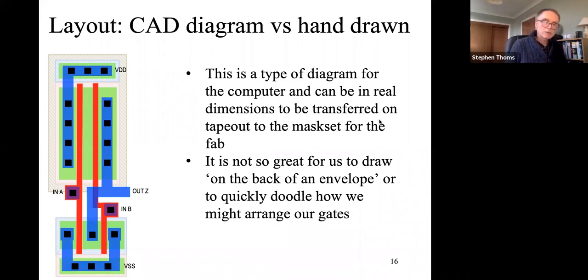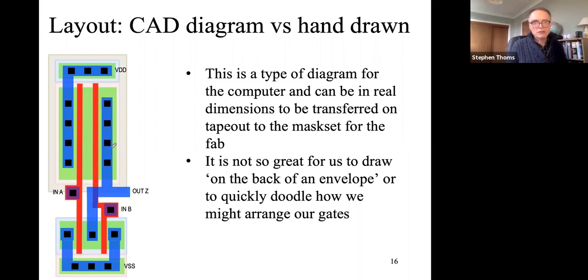Now, all that is something which we can do using a computer. Computers are great at designing things, and then they can be transferred to a mask and fabricated. But sometimes it's quite nice just to be able to quickly doodle how we want to arrange our gates and think about different ways to organize the layout on the silicon. So we can lay this out, we can carefully draw all these rectangles and lines and connect them all up.